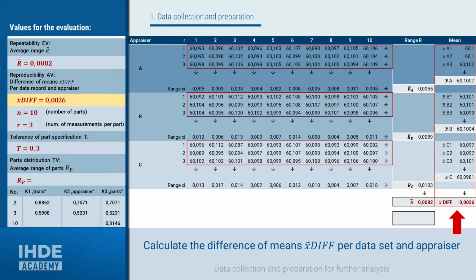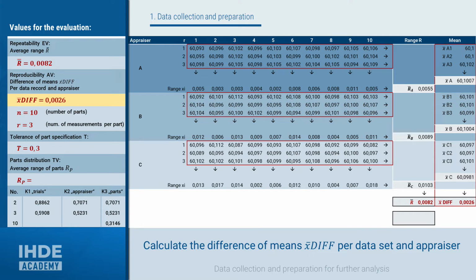A mean diameter x bar B of 60.1004 results for appraiser B and a value of 60.0981 for appraiser C. From these 3 values, you now look for the maximum value and the minimum value and calculate the difference. This is 0.0026 and was entered at the bottom right of x bar diff and also in the left table. As said, this value is needed for the calculation of the reproducibility.